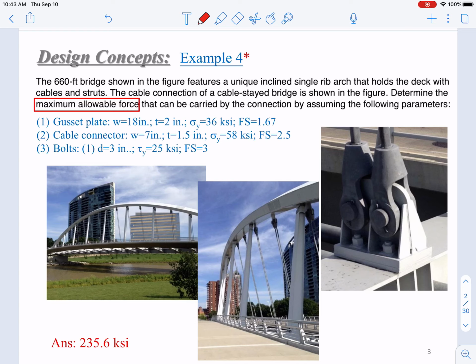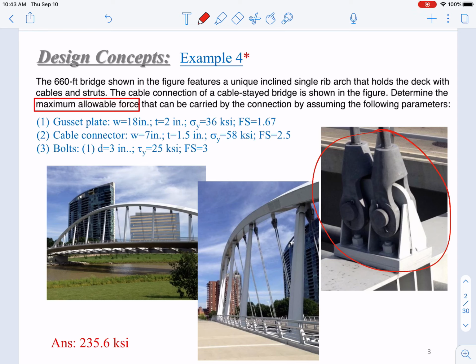In this example 4, we have a bridge. It doesn't matter how big this bridge is, but we just need to know this bridge uses a kind of cable connection, which is shown here. You can see that this cable connection has several parts. If we want to determine the maximum allowable force that can be carried by the connection, we have to know the stress that can be generated in different parts.